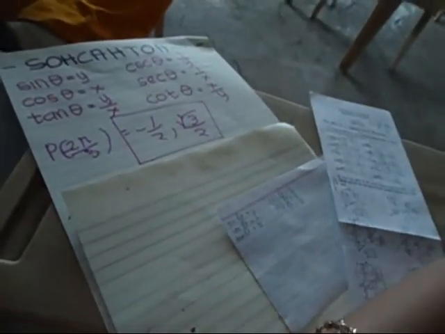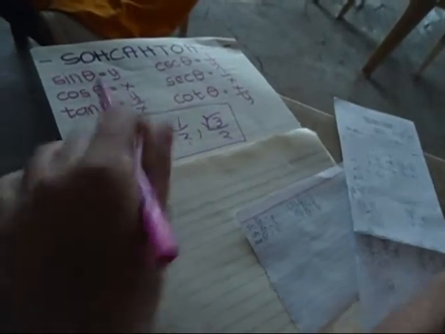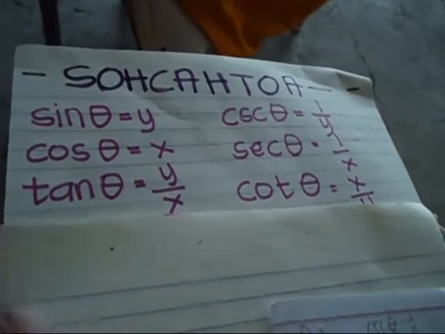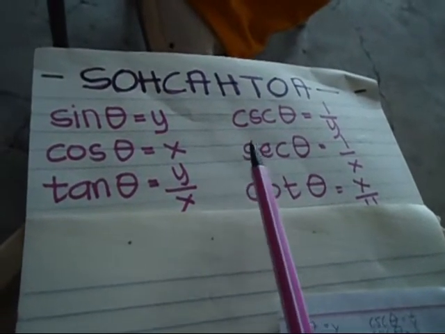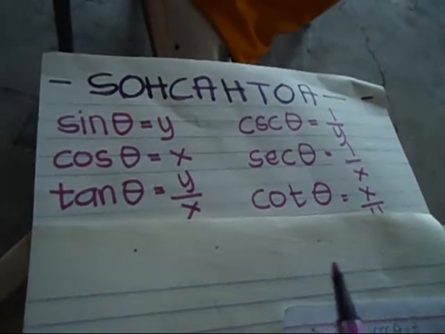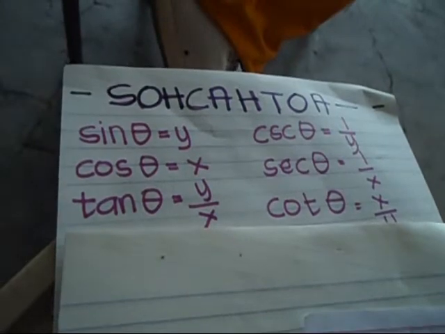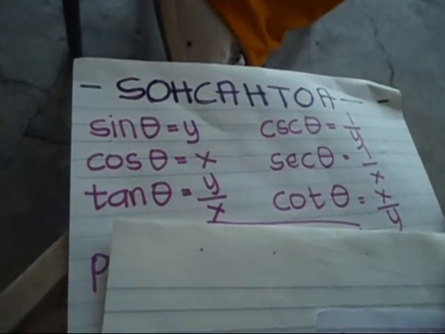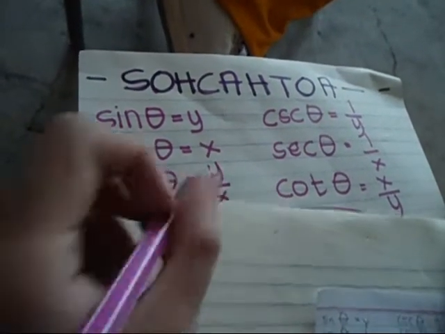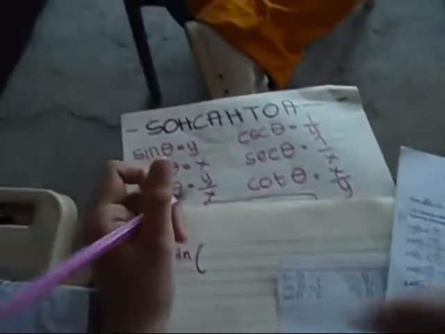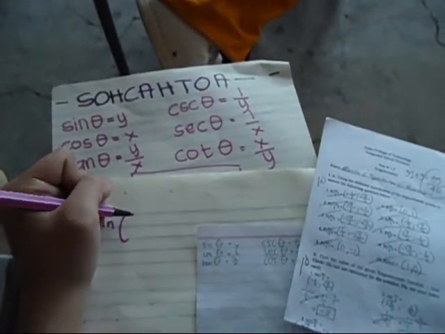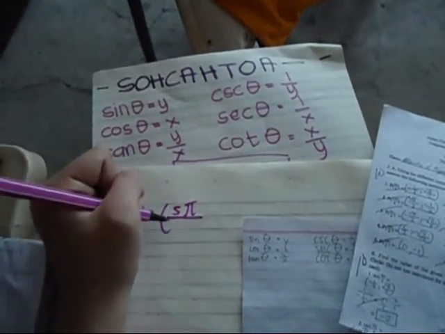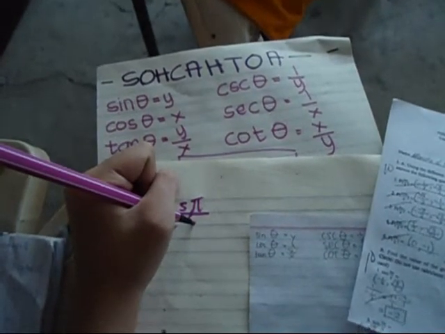Now let's talk about the trigonometric functions. These are the formulas: sine theta, cos theta, tan theta, CSC theta, secant theta, and cotangent theta. And let's have an example. First, let's do the sine theta. Find the value of the given trigonometric function. The given is sine of 5 pi over 6.